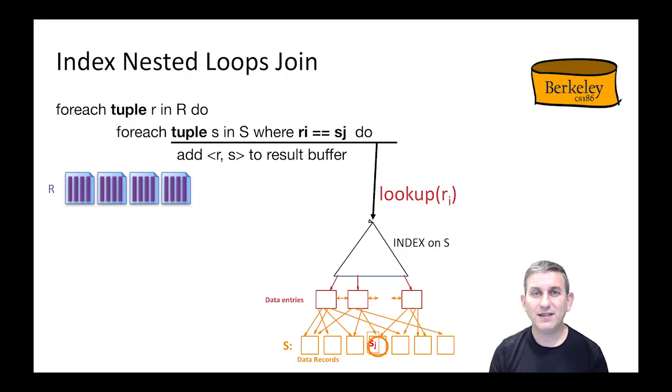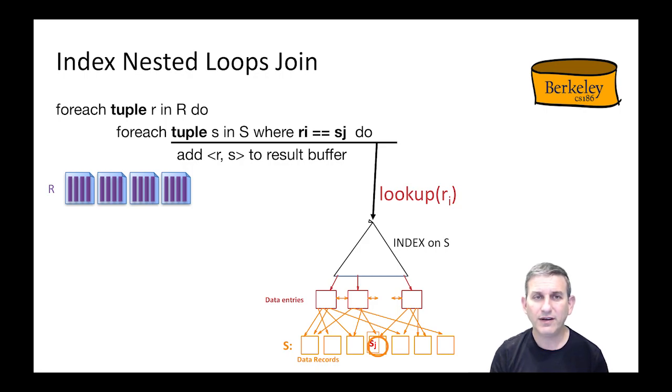If we have an index on the join columns of one of our tables, the optimizer has the option of choosing another algorithm called index nested loops join. Let's look at it here. Basically, the idea with index nested loops join is we take the inner loop of nested loops join and we replace it with an index lookup. It kind of looks like this.